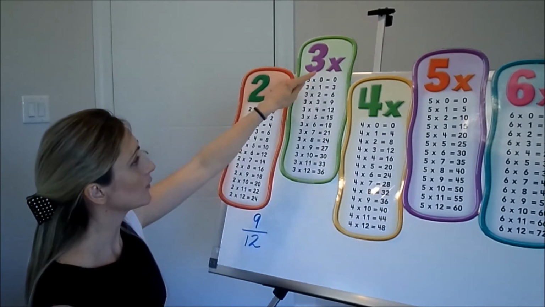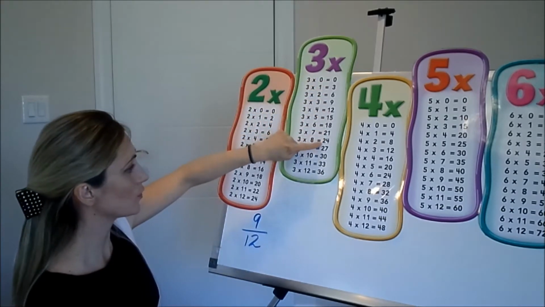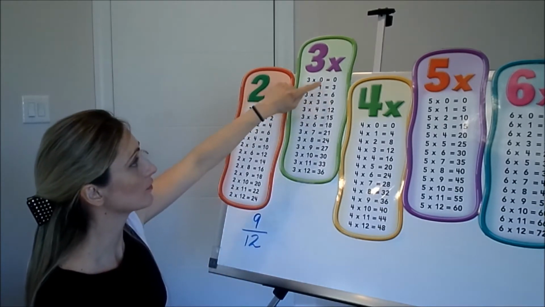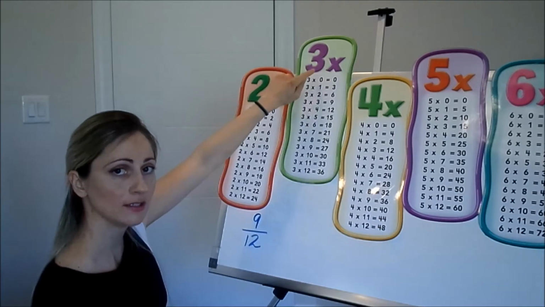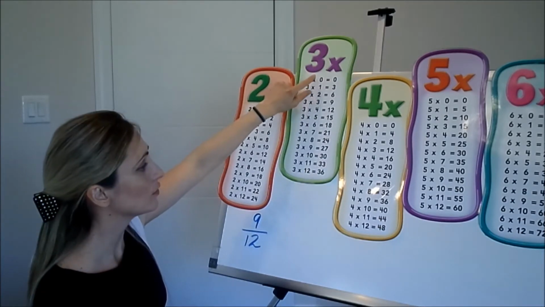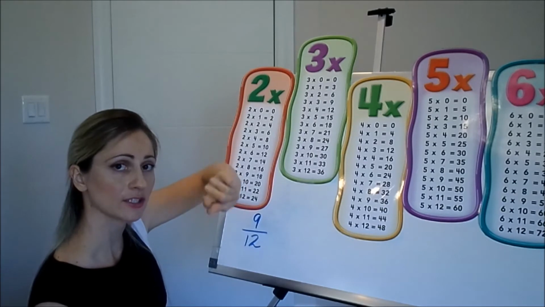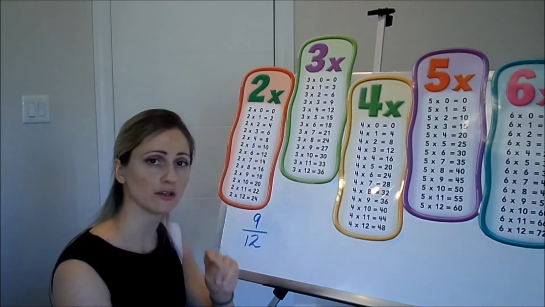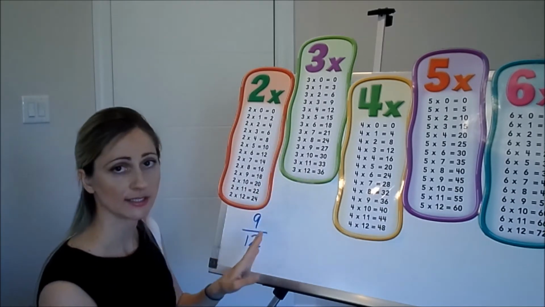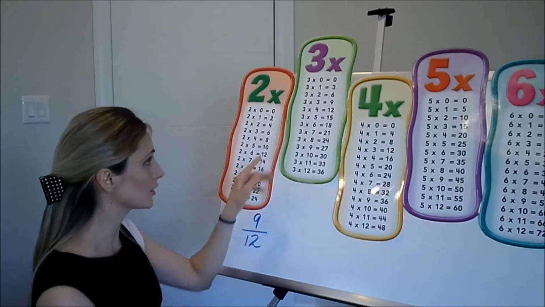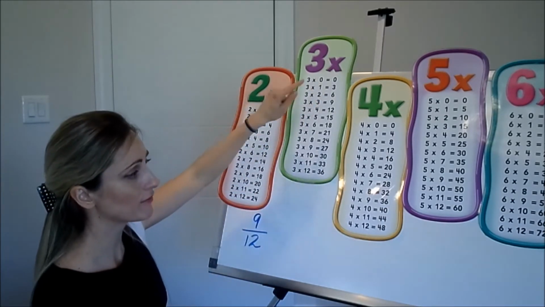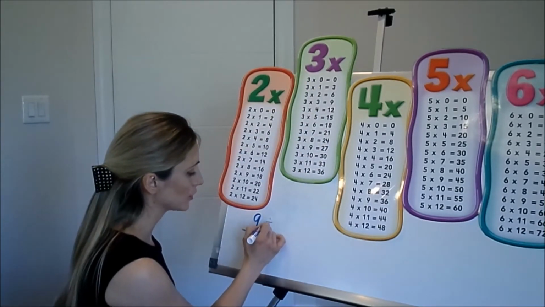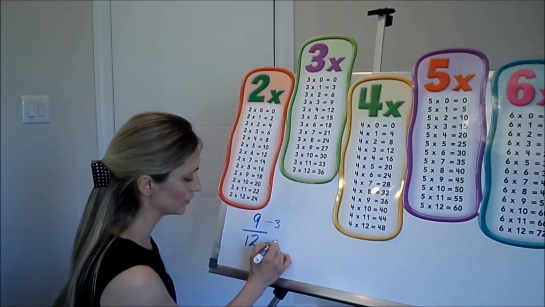Let's keep going. Will you ever find 9 and 12 on the 3 multiplication chart? Yes, take a look. 9 and 12 can both be divided by 3 evenly. Now, always ask yourself, after you found a number that can divide, if there's a bigger number that could divide it. In this case, there aren't, but sometimes there will be. The only place you'll ever find 9 and 12 is the 3 multiplication chart. So we're going to divide both numbers by 3.